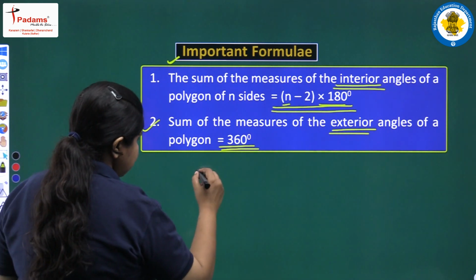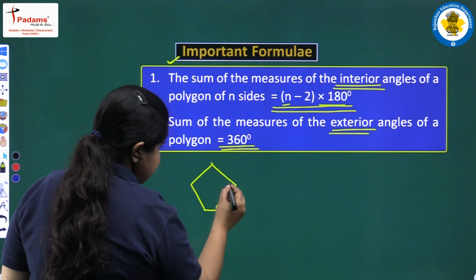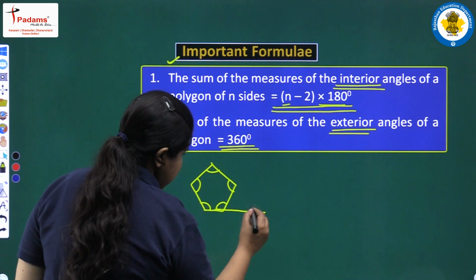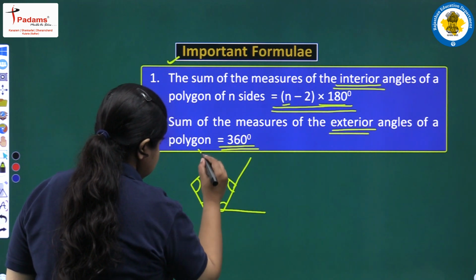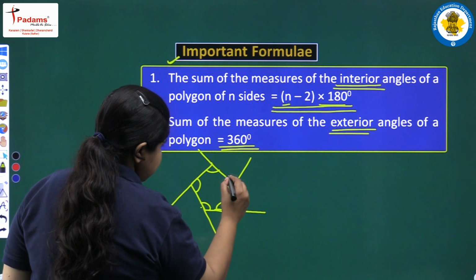Clearly, whenever we have a figure, then these are the interior angles, and on producing the sides in one direction, these are the exterior angles.